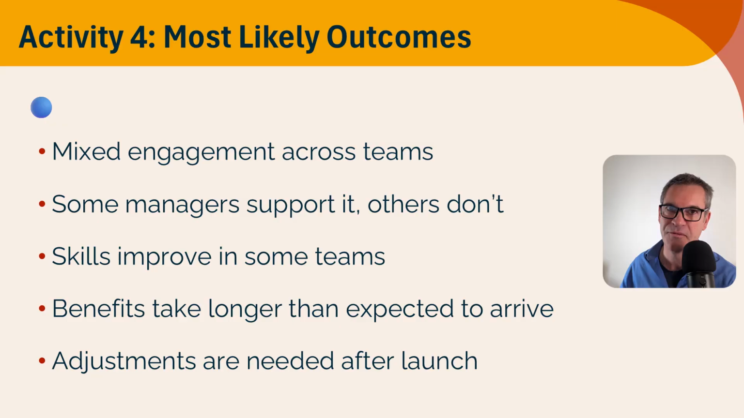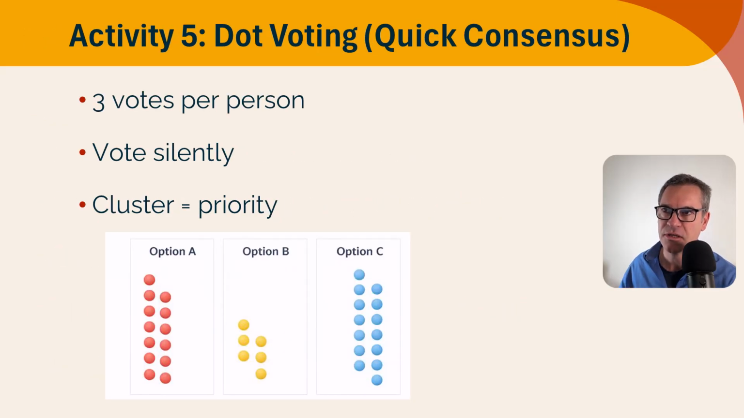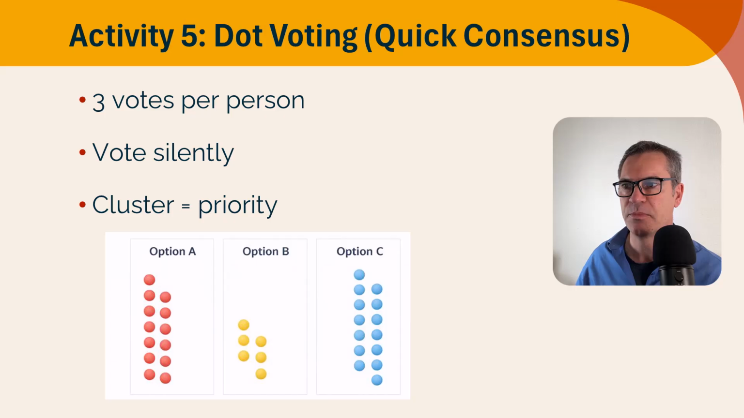Let's go to number 5. Dot voting. This is really a quick activity, a quick consensus. You can give 3 votes to each person in the classroom. It's a simple way to help a group reach a quick decision when there are lots of ideas on the table.